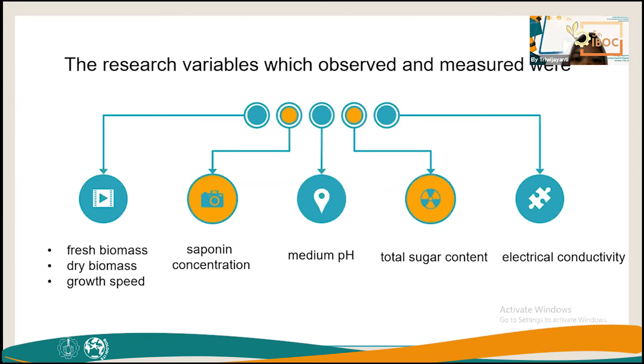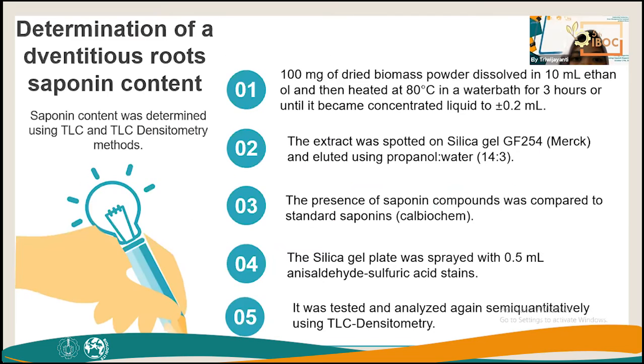The research variables observed and measured were fresh biomass, dry biomass, growth speed, and saponin concentration. Saponin concentration is measured by TLC. And then the physical media parameters: medium pH, total sugar content, and electrical conductivity. Determination of adventitious root saponin content: saponin content was determined using TLC and the TLC densitometry method.